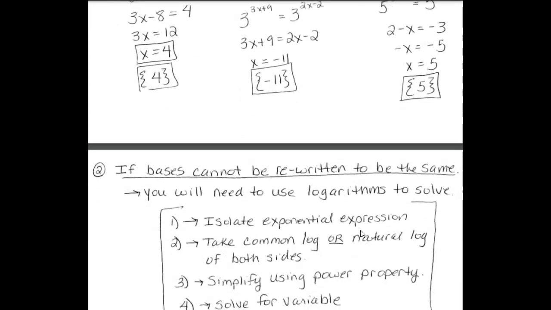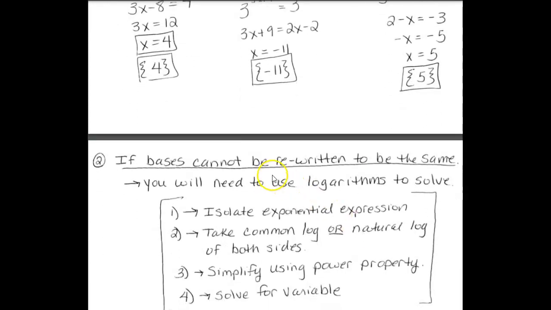All right, in the other type of exponential equation, if bases cannot be rewritten to be the same, you will need to use logarithms to solve. So our process would be this. Start by isolating the exponential expression. So get the term that contains the exponent by itself on one side of the equation.